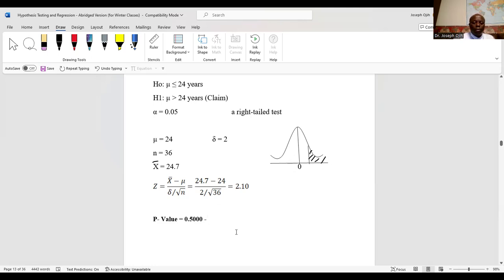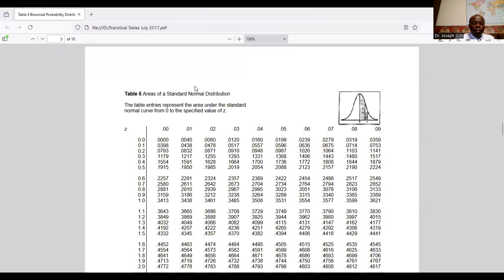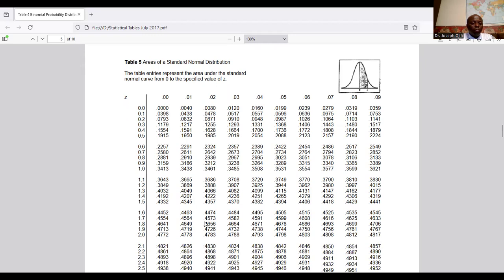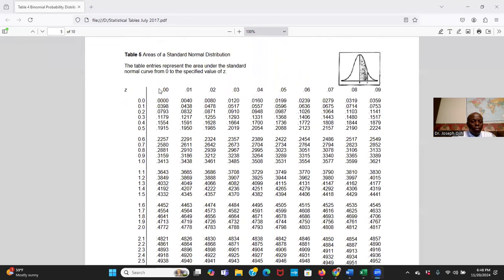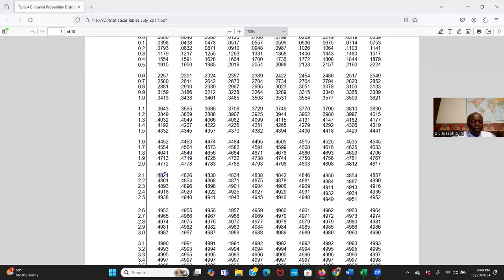Let's find it on the table. You can see the table of area under the standard normal distribution. Remember, use this one so that you don't get confused. This is the one we're using for the class. The one in the homework is cumulative. If you know how to use that, fine, but if you're using this one, the rule I'm showing you applies. So look at 2.1 under 0, and you can see right here 0.4821.